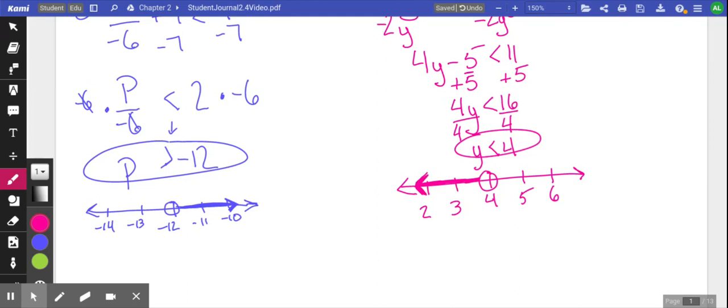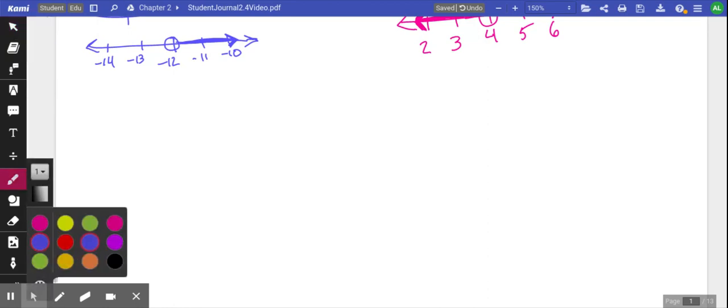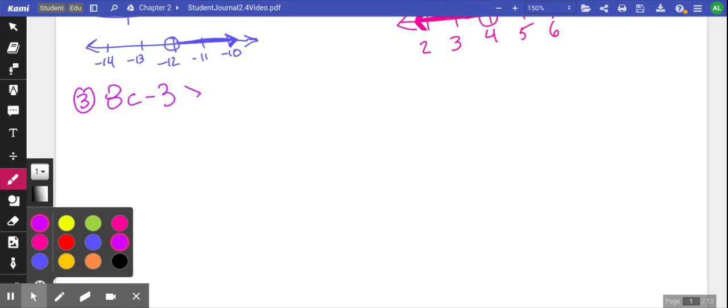All right, now we have a couple examples where we have different types of solutions. So with equations, we can have no solution or infinitely many solutions, and we can have something similar with inequalities. So let me show you here. Third example, I've got 8c minus 3 is greater than 4 times 2c plus 3.